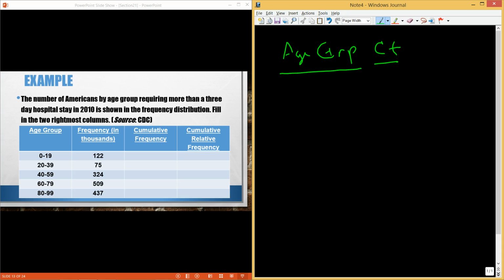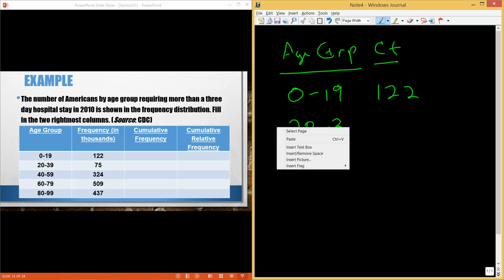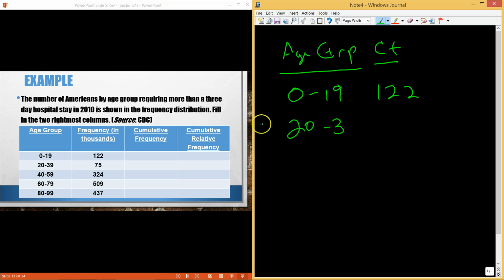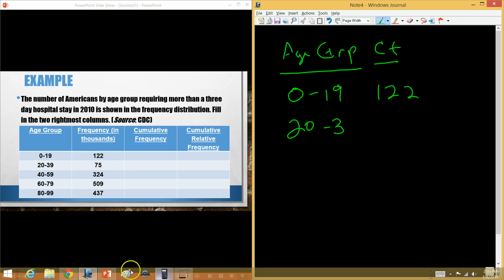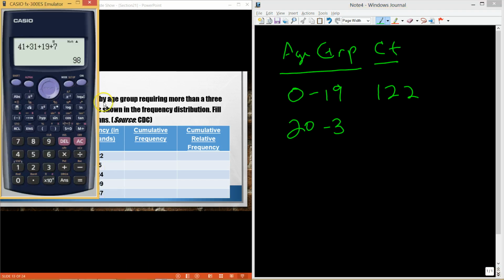So for those in that 0 to 19 group, the cumulative frequency would just be the class frequency. There aren't any classes before that. For the next class, 20 to 39, what do we want to do there? We want to take the frequency of the class, that's 75, and add it to the previous class frequency. So we'll take 122, add on 75. So we get 197 for the cumulative frequency of the second class.